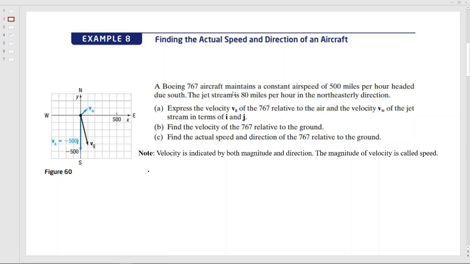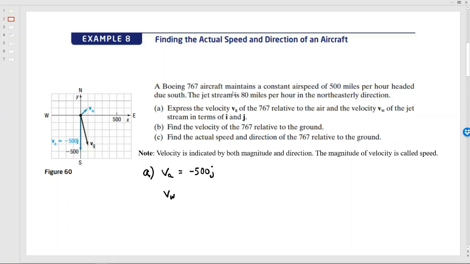Okay, so for part A, we've got to come up with this v sub a. We've already got it in our picture here, but this is without any external influence. It's going to be equal to negative 500, that's my miles per hour, and the negative gives us the direction. Okay, and so that's v sub a. The impact of the wind we're going to call v sub w. Okay, and this is where we have to think of it.